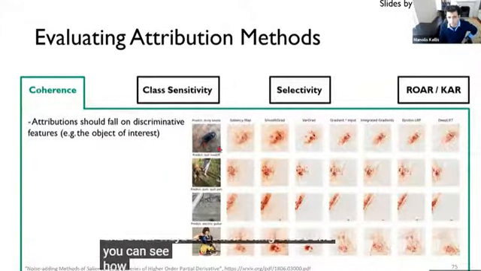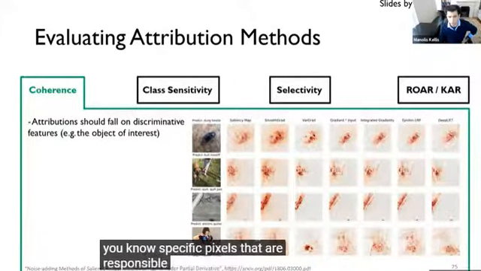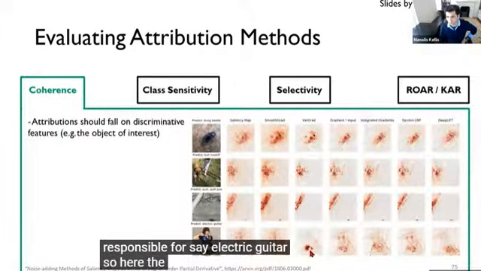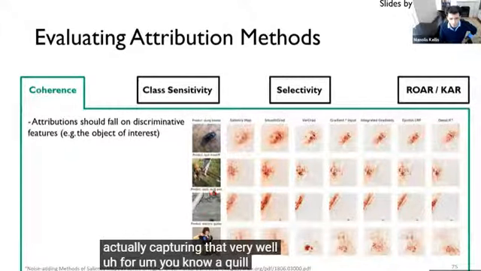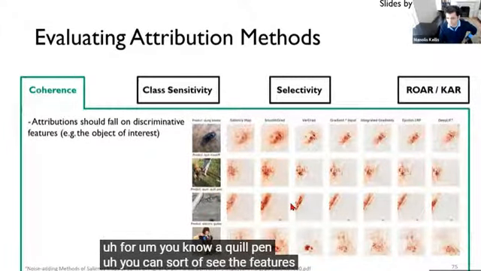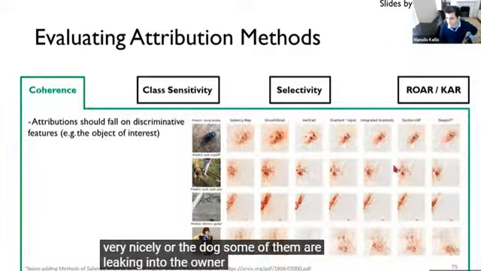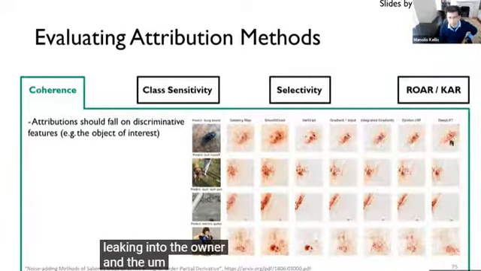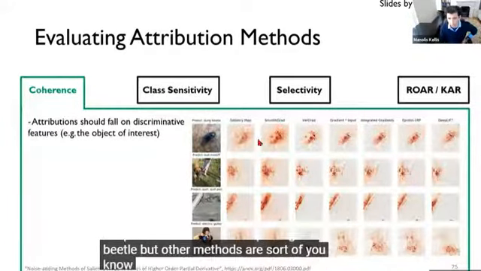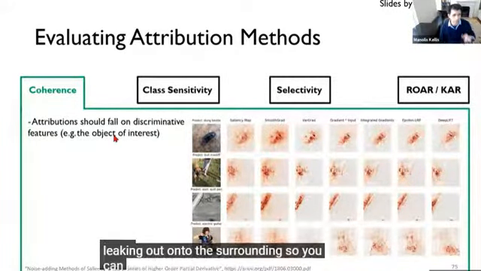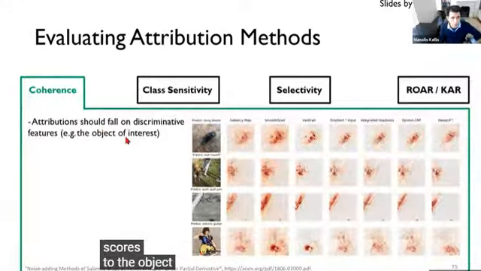And you can see how well these are capturing the specific pixels that are responsible for, say, electric guitar. So here, the VarGrad method is actually capturing that very well. For a quill pen, you can sort of see the features here capturing the pen very nicely, or the dog. Some of them are leaking into the owner, and the DeepLIFT method here is capturing the beetle, but other methods are sort of leaking out onto the surrounding. So you can evaluate how concentrated these attribution scores are to the object of interest.